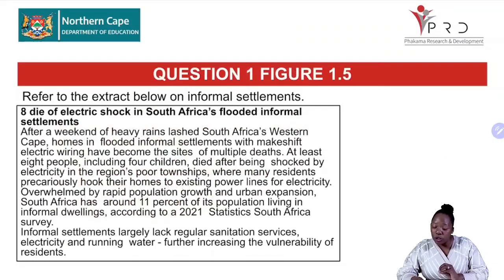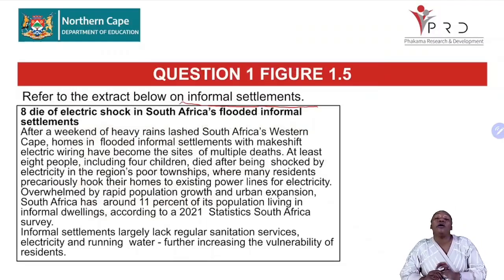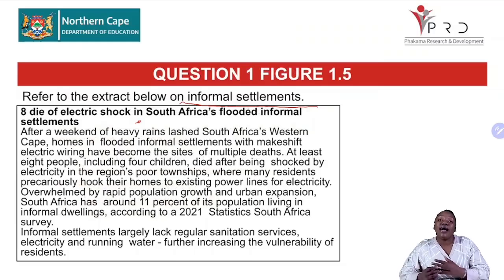We're looking at your question figure 1.5. Figure 1.5, it says refer to the extract below on informal settlement. Again, I said to you, read the statement, then you ask yourself, they are telling you refer to the extract, which is this one, below on informal settlement. Before you can even read, then ask yourself, what have you learned about the informal settlement? What is it? Then after you have found the answer, you then proceed to the extract.